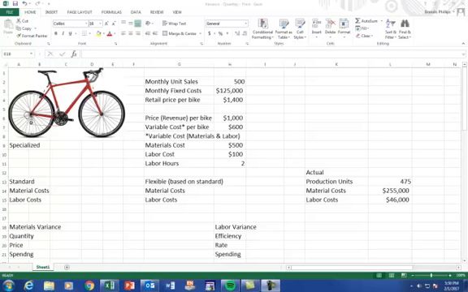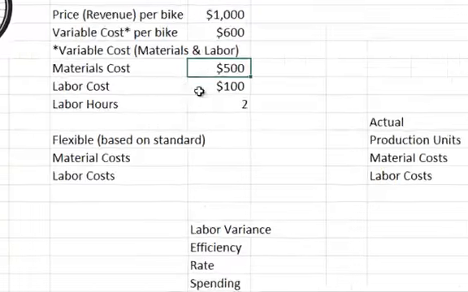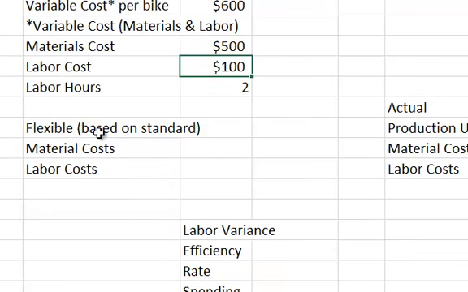Okay, continuing with my bike example, I'm going to go through a simple example of materials variance and labor variance. So again, we'll have the same information regarding monthly sales, fixed cost, retail price of the bike, which we don't care about, the price that we charge the bike shops, which is $1,000, and then our variable cost per bike is $600. For this example, we're going to break this variable cost down to material cost per bike, which is $500, and labor cost per bike, which is $100 per bike, and labor hours, which is 2.2 hours per bike.